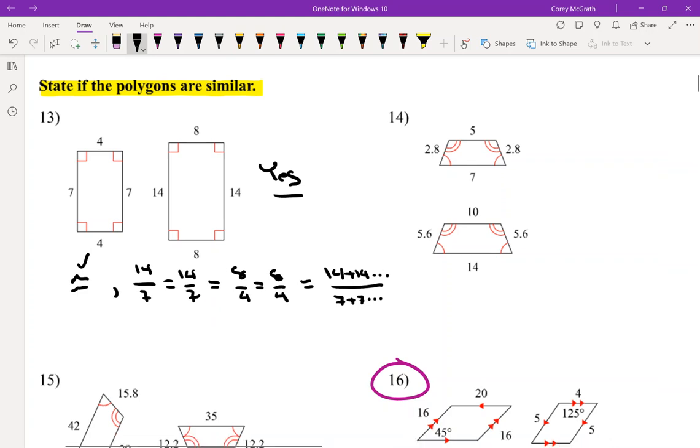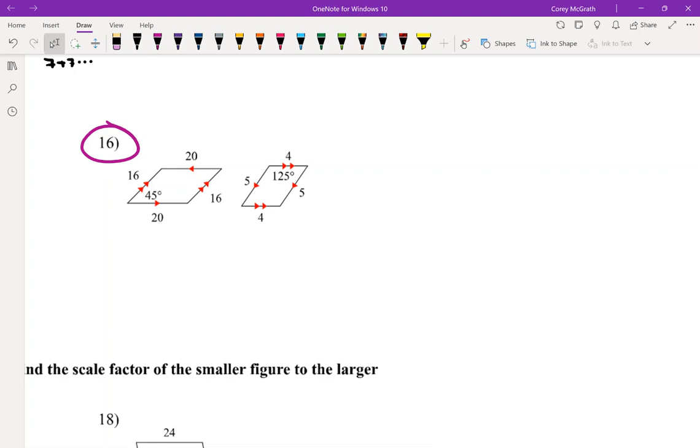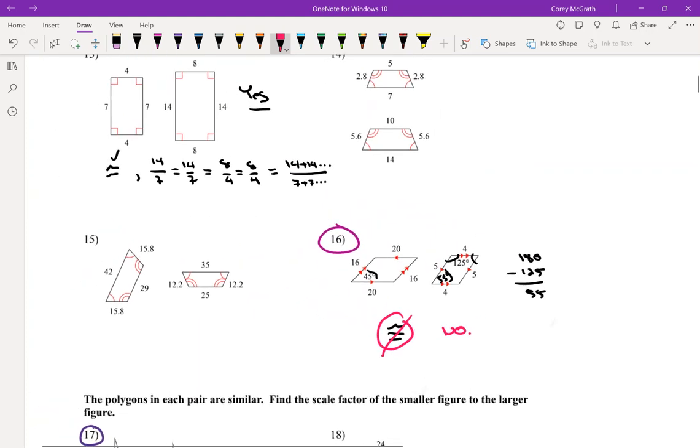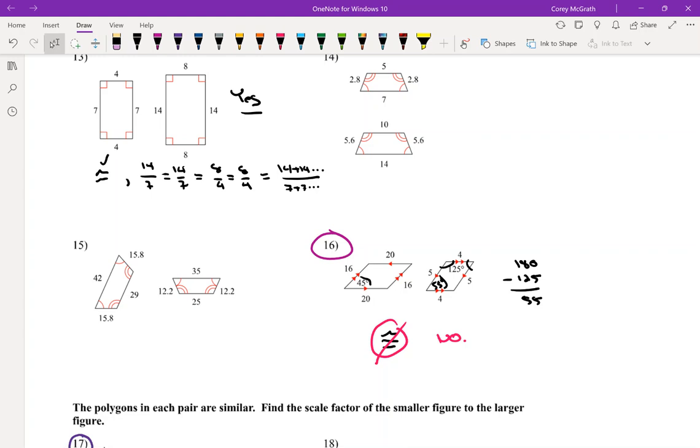For example, down here, if this angle is 45, its corresponding angle over here should be 45. But since this angle is 125, 180 minus 125 gives 55. If that degree is 55, then this degree is 55. And these corresponding angles are not congruent. So these two angles are not congruent. So the answer is no. But a simple yes or no will do there. You're just looking for the bad guy out there pretty much.